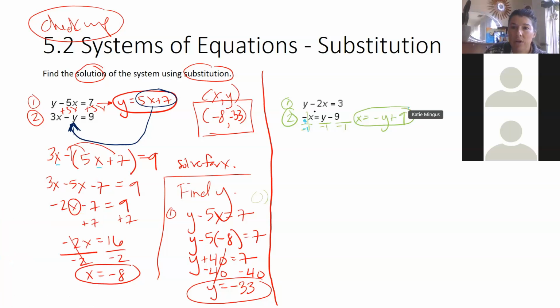So to substitute, I'm going to take that value and I'm going to substitute it in for x where I see it in the other equation. And we're going to rewrite what we have here. So we have, now going to take equation 1. This is what we're working with. So we now have y minus 2 times the x value. Well, our x value is now negative y plus 9. Equals 3.